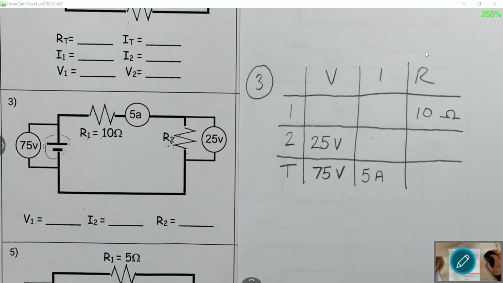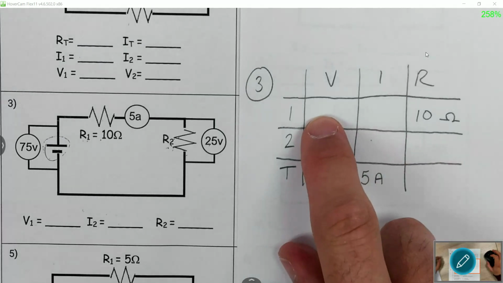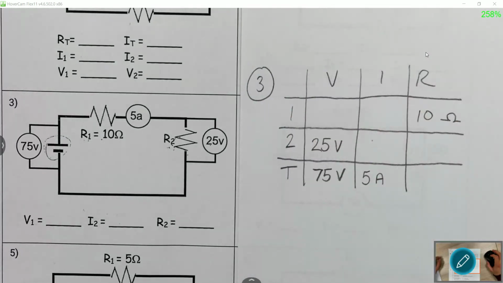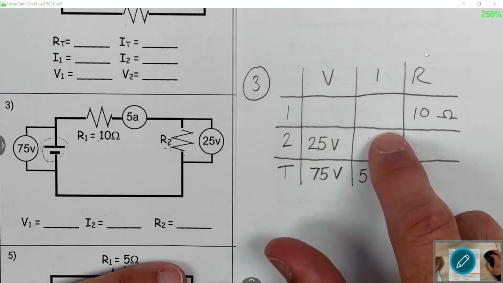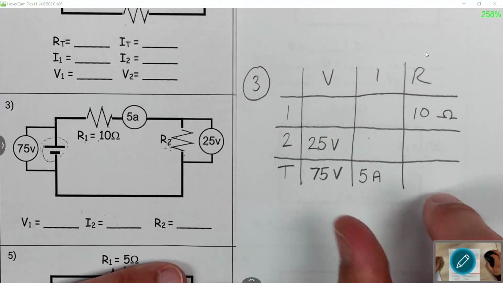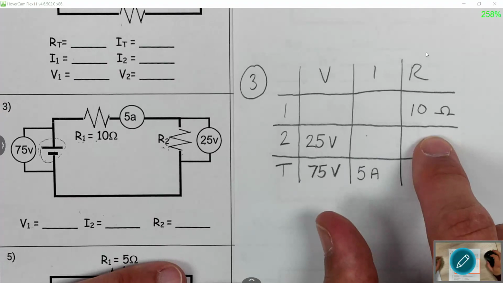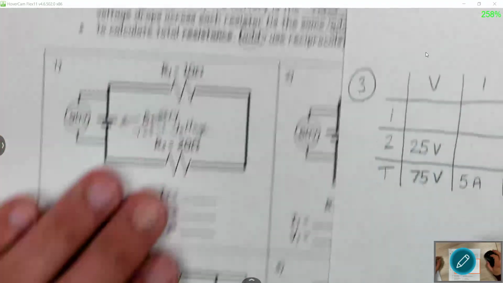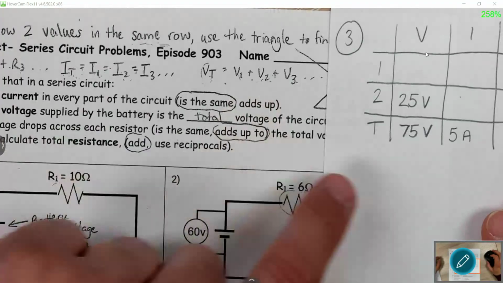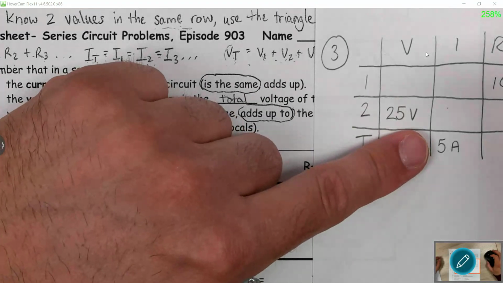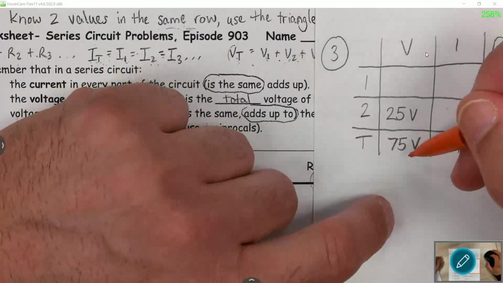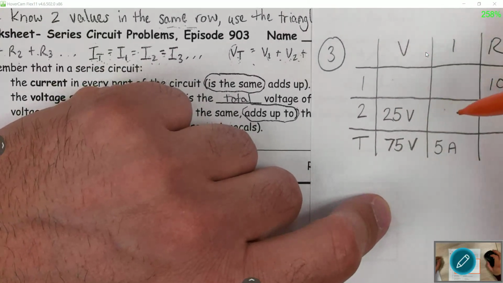So what can I do? Now, this one's cool because you can do this one a couple different ways. I don't have 2 in this row, so I can't use the triangle, but I do have 2 in this row, so I could use the triangle here. I should also note that the voltages need to add up to the total. Because there's only 2, it's basically saying blank plus 25 needs to equal 75, so you could subtract to find this.